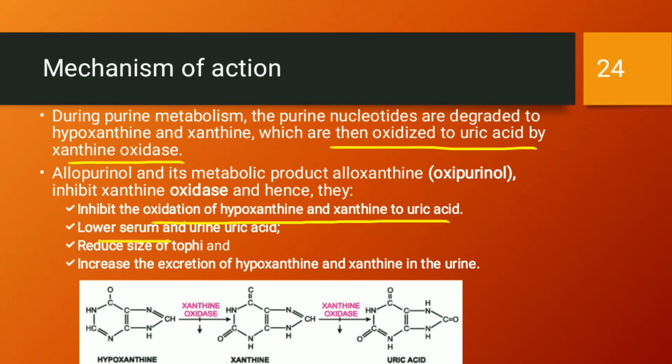They lower the serum and urine uric acid levels, reduce the size of tophi, and increase the excretion of hypoxanthine and xanthine in the urine. In the presence of xanthine oxidase, allopurinol gets converted to alloxanthine, and this alloxanthine is responsible for inhibition of the xanthine oxidase. So this is an example of suicide inhibition. You must have studied this particular example in the biochemistry course.